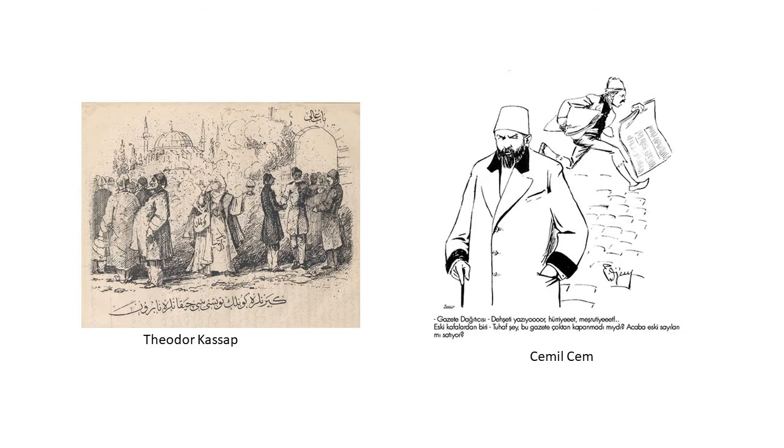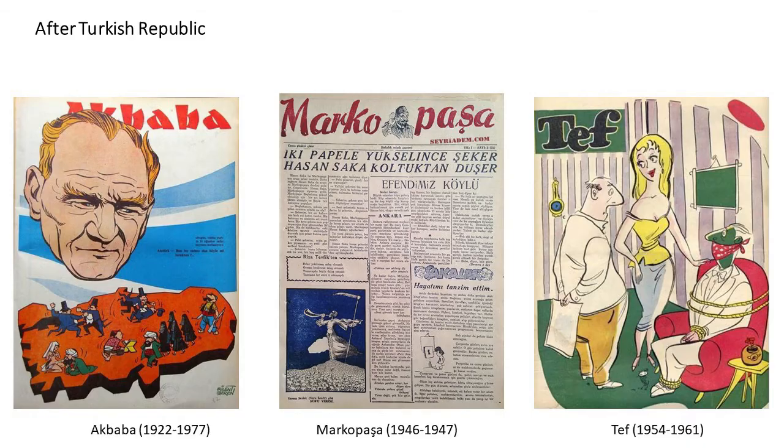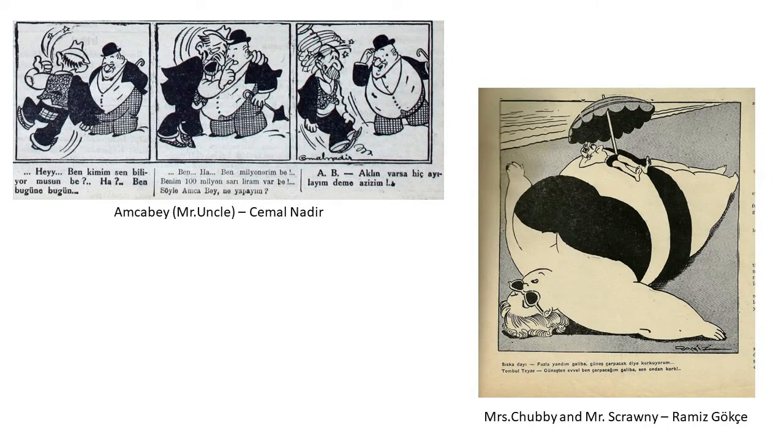Cemil Cem was one of the first to be considered a cartoonist, his works heavily based on political and moral issues. After the Turkish Republic, different magazines were published. Akbaba was the most popular one and was a big supporter of the new democratic regime. The magazine wasn't criticizing the politics of the government, so the content was mostly based on stereotype humor.